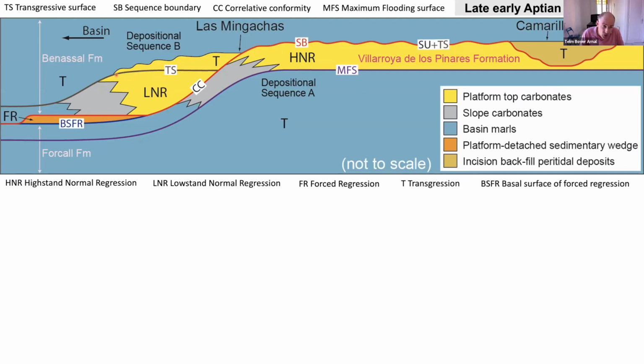And when the transgression started, the platform carbonate is stacked in a backstepping fashion. It starts the retrogradation of the whole system. So this is the big picture.